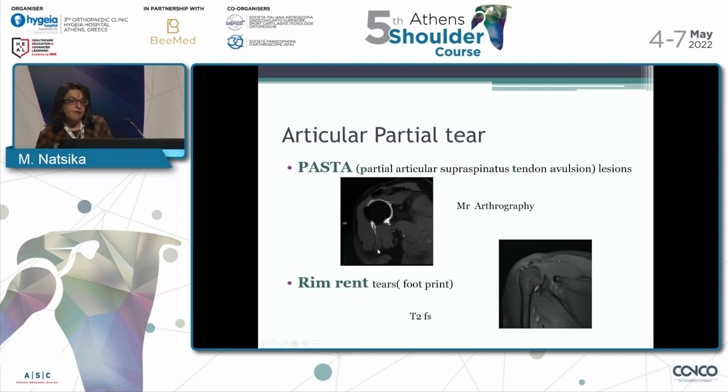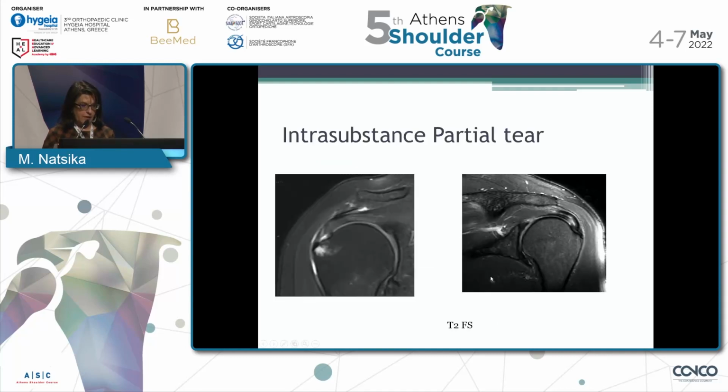And also we have the rim-rent tear. Now it's better. The rim-rent tears, the footprint tears. All these lesions are well seen in T2 fat-saturated imaging. You see them at the level of the articular surface. The intrasubstance partial tear is when we have the lesion inside the fibers that does not communicate with the bursal or the articular surface. Sometimes they can be complicated.